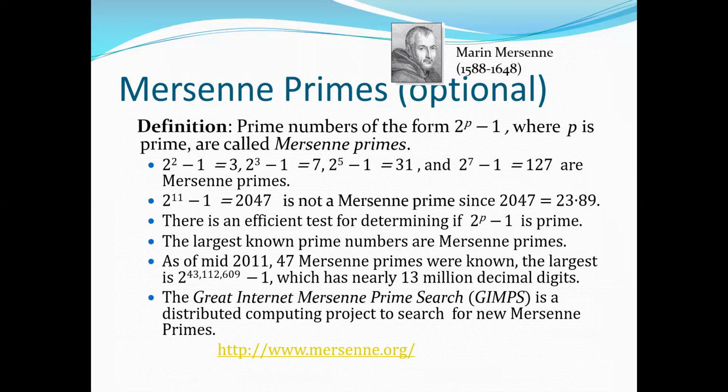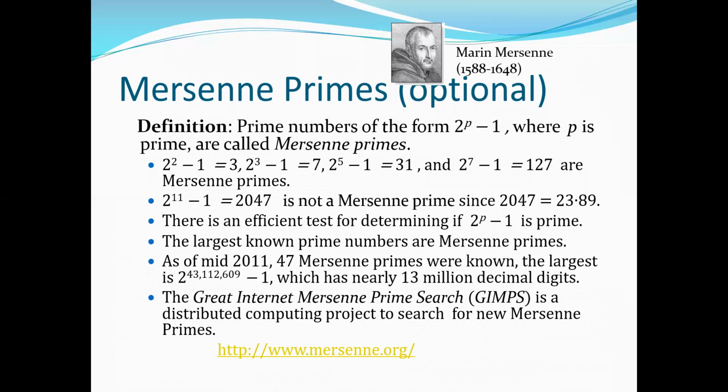So for example, we're going to substitute 2, which is a prime number. So 2 squared minus 1 results in 3. 3 is a prime number, so therefore this is a Mersenne prime. Next, 3. So 2 cubed minus 1, the result is 7. 7 is a prime number, so it's a Mersenne prime. Next, 2 raised to 5 minus 1. So 2 raised to 5 is 32, minus 1 is 31. 31 is a prime number, so it's a Mersenne prime. 7 is again a prime number, so 2 raised to 7 minus 1 is 127. So it's a Mersenne prime.